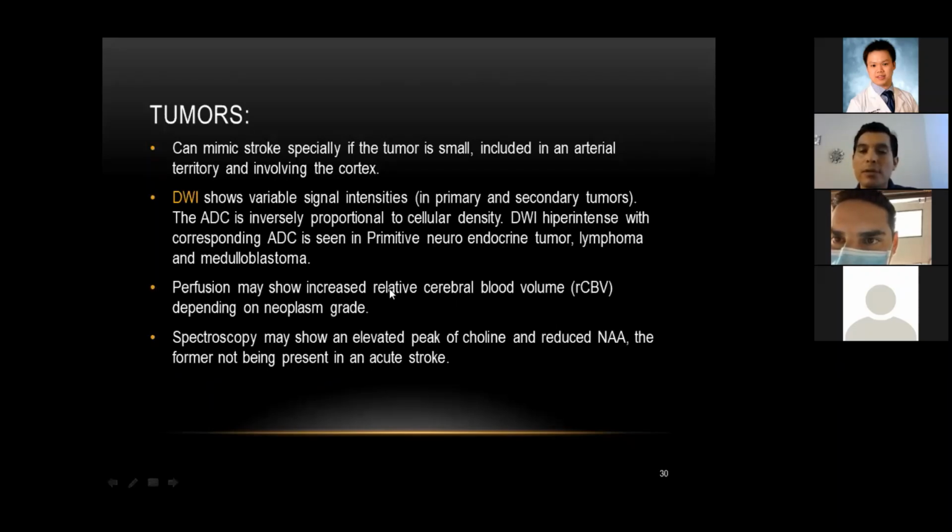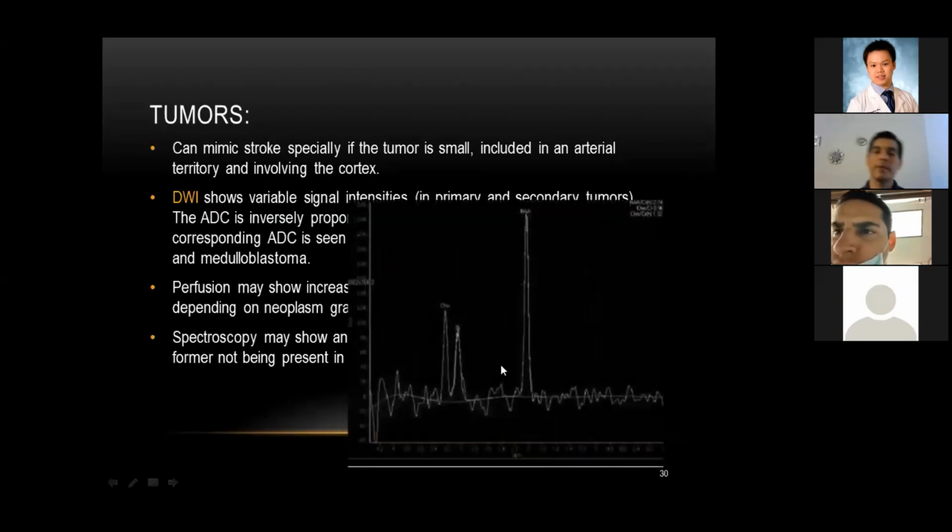But the perfusion is increased, and the spectroscopy may show an elevated peak of choline. In spectroscopy, choline is related to cellular membranes, and if there are a lot of crowded cells in the region, choline will increase. But the reduction of NAA talks about a reduction of neurons in the area. This could happen too in multiple sclerosis, but at a different level.